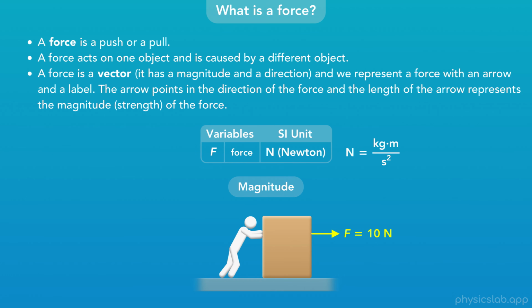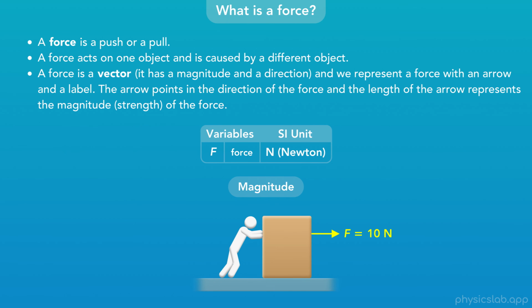A newton is actually a derived SI unit, and 1 newton is equal to 1 kilogram meter per second squared, which will make a lot of sense when we cover Newton's second law. Also, 1 newton is roughly equal to 0.22 pounds. A pound is actually a unit of force, so we could say this person is pushing on the box with about 2.2 pounds of force.